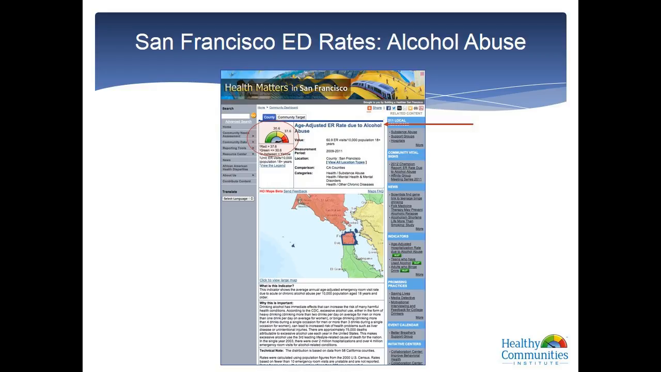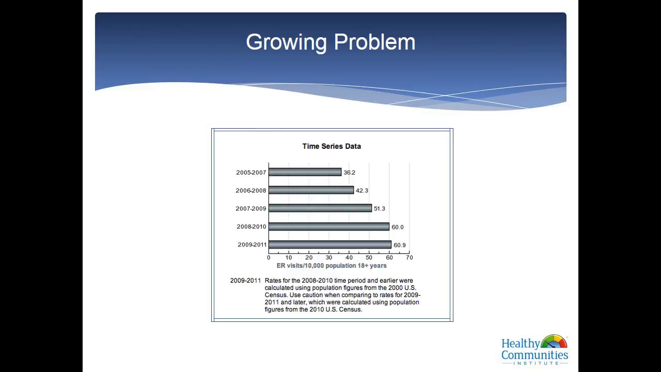So looking at the age-adjusted ER rate due to alcohol abuse, this is going to go into the details of this page later, but I'll give you the overview. The gauge is in the red, meaning that San Francisco is in the bottom quartile. They're having a lot of admissions due to alcohol abuse into their emergency room. Looking at the time series, this shows how the problem was growing over time. They were able to visualize that from 2005 to 2007 and 2009 to 2011, the problem kept growing. The rate of admissions due to alcohol abuse kept increasing.